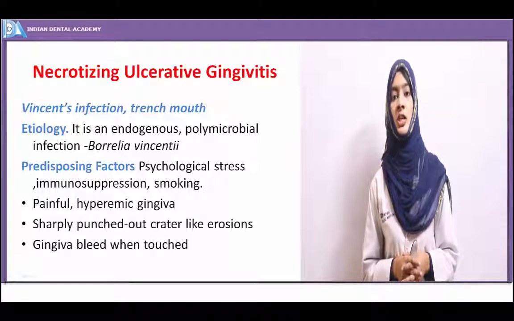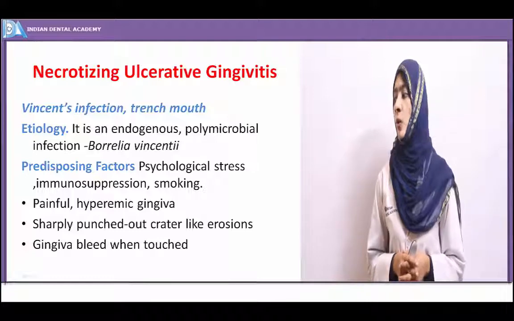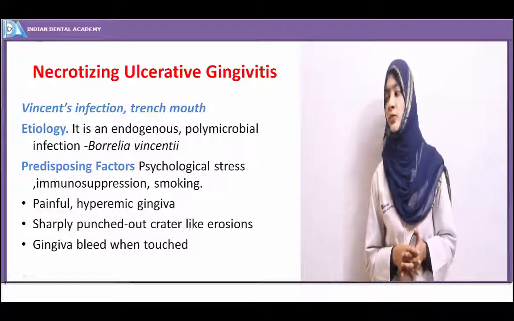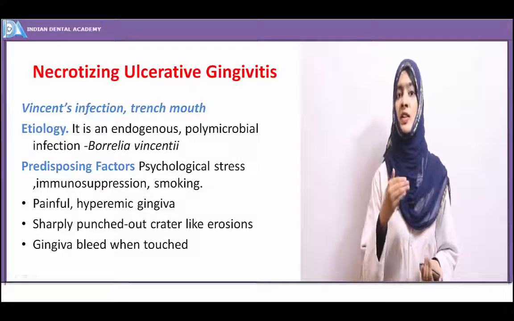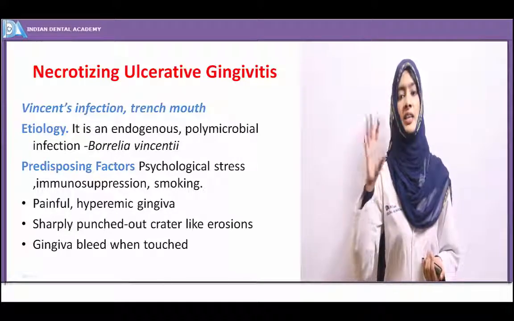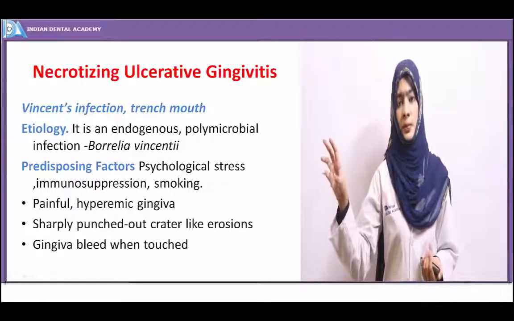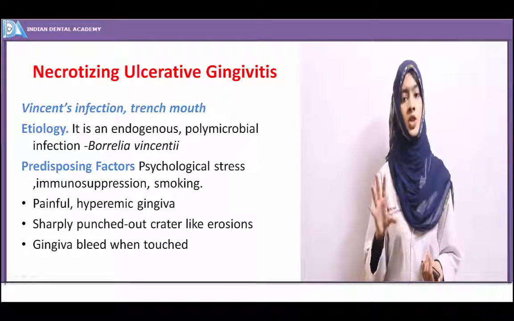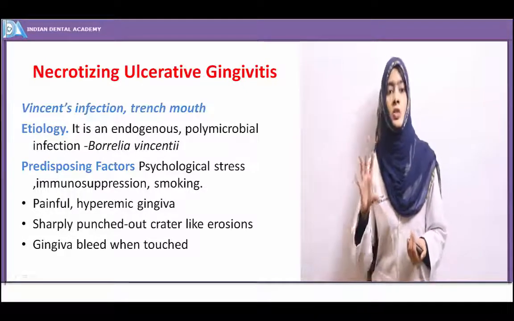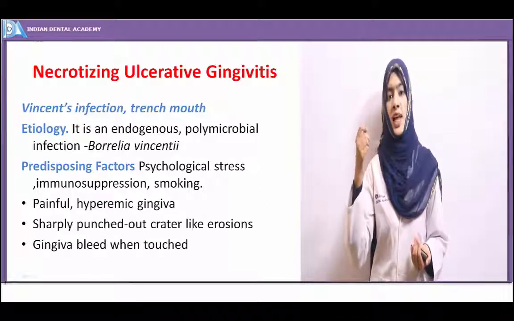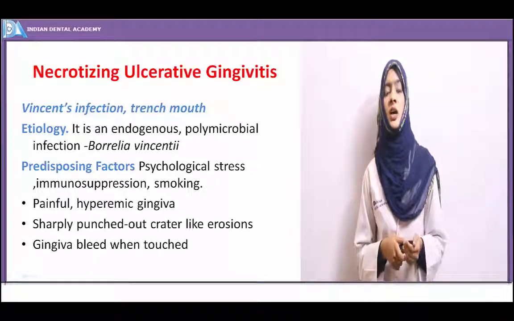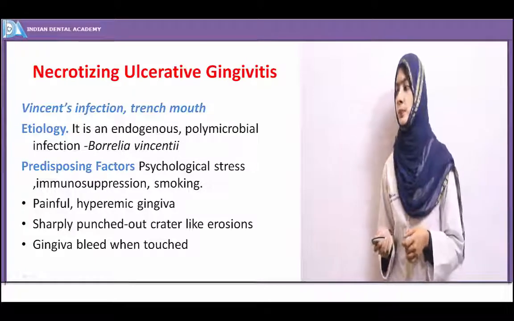Initially it begins as hyperemia and edema of the interdental papilla. Once it becomes painful, it spreads to develop crater-like lesions which are seen in the interdental papilla. Sharply punched out crater-like lesions are seen. Because of the extensive edema, the gingiva shows excessive bleeding when touched or when a probe is inserted.